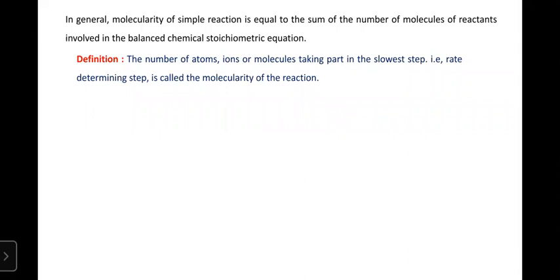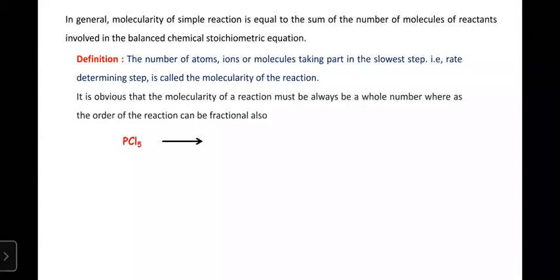We cannot predict the molecularity of the reaction with respect to a fast reaction, that is, a step which is not the rate determining step. Got it? So we can define it only for the slowest step of the reaction. And the slowest step is nothing but the rate determining step.